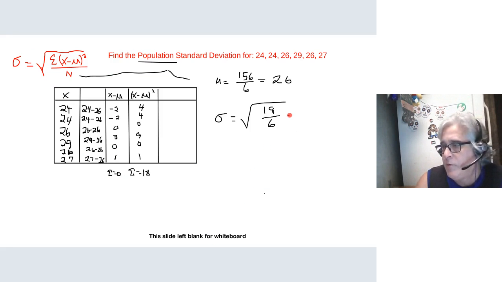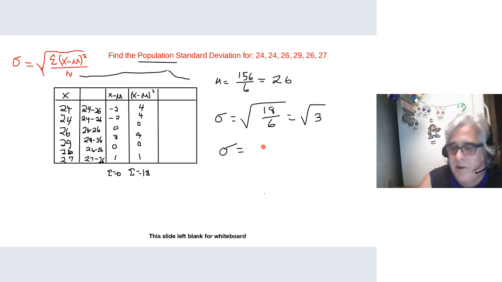Here's another one that's coming out nice and even. So this is like, what is that? That's 1.7, I believe. All right, so that's 1.7.